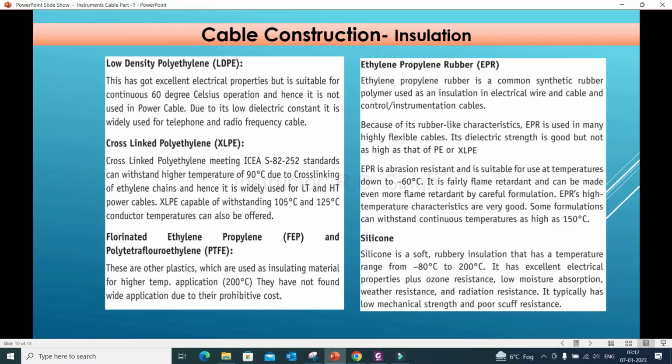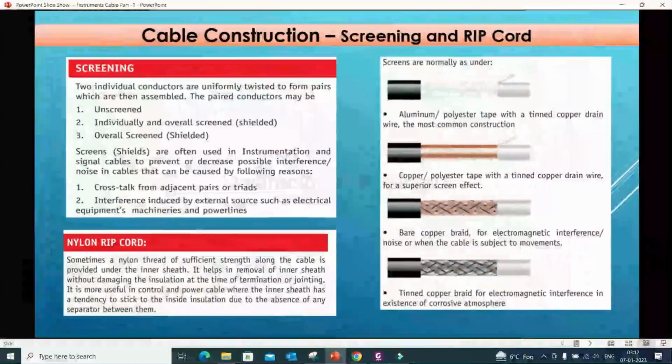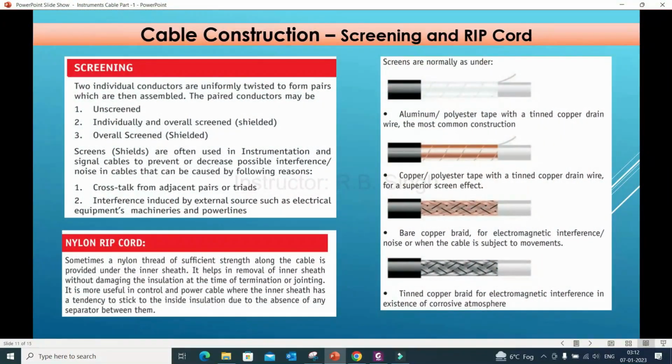EPR rubber is the common synthetic rubber polymer used as an insulation in electrical wire and cable and control instrumentation cable. Similarly, silicone is the soft rubbery insulation that can be used from -80 degrees to 200 degrees centigrade. Again, cable construction for screening and ripcord.